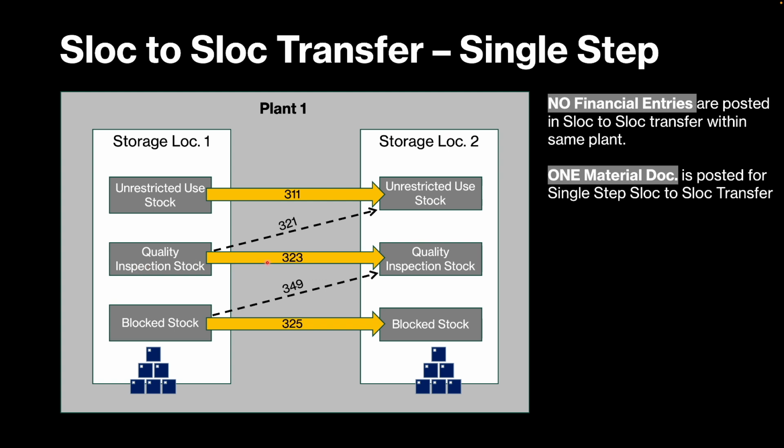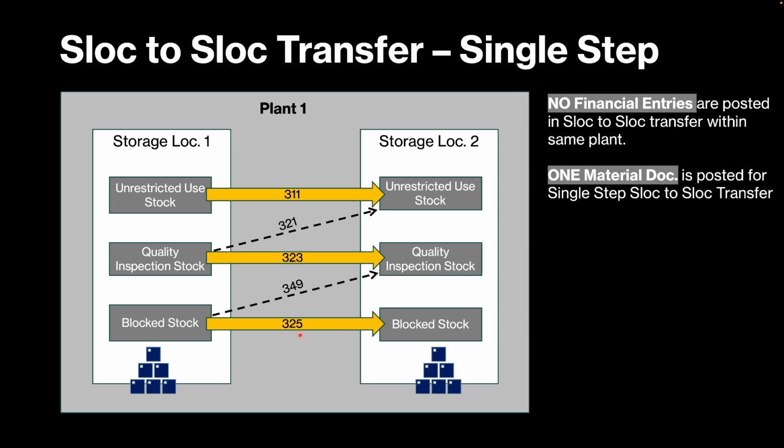Similarly, for quality inspection stock, you can do the stock transfer through movement type 323 between two storage locations. By doing movement type 323, stock available under quality inspection stock for storage location 1 will get transferred to storage location 2 under quality inspection stock. Then movement type 325 is for blocked stock to blocked stock between two storage locations. So you can do stock transfer between two storage locations with all these three stock types. The movement types are 311, 323 and 325.